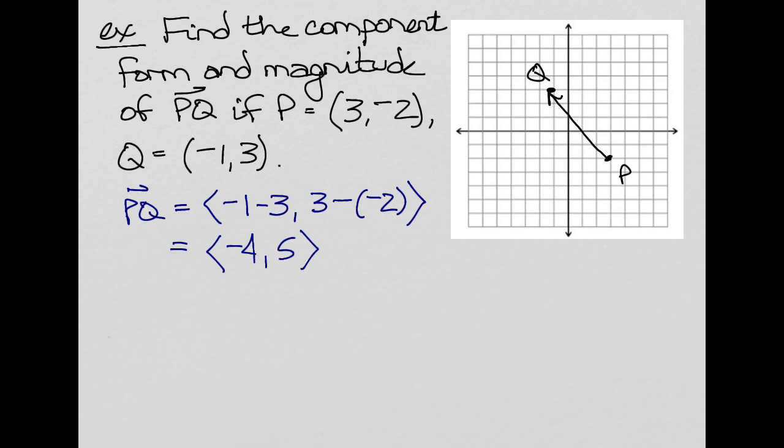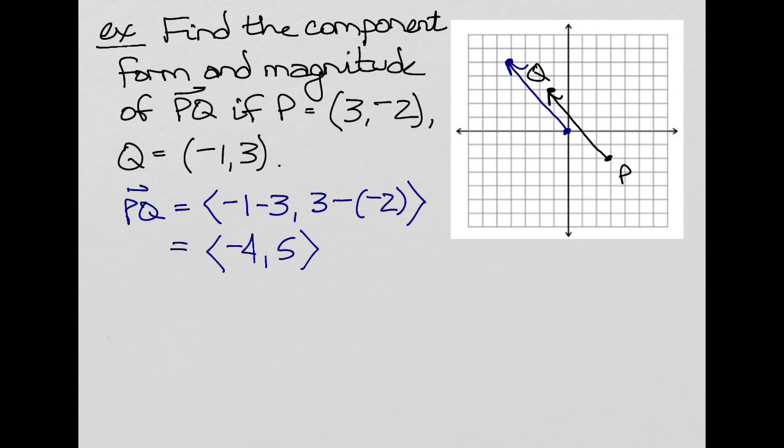This is equivalent to vector PQ that we've drawn here starting at the origin. So if I put my initial point at (0, 0) and do this, I'm going to go -4 in the x direction and +5 in the y direction, like that. I'm going to get an equivalent vector with the same magnitude and the same direction.